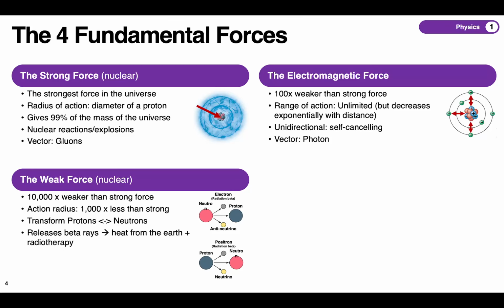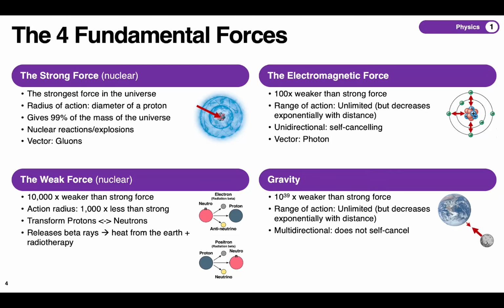The last fundamental force is gravity, which is by far the weakest force, 10 to the 39 times weaker than the strong force. But it has an infinite range, just like the electromagnetic force. Also, of course, exponentially decaying with distance. But contrary to the electromagnetic force, gravity acts on all particles regardless of their direction. So it's multi-directional, and therefore does not cancel out for larger objects. On the opposite, it actually amplifies in large objects. And that is why it is the dominant force for large objects at large distances.